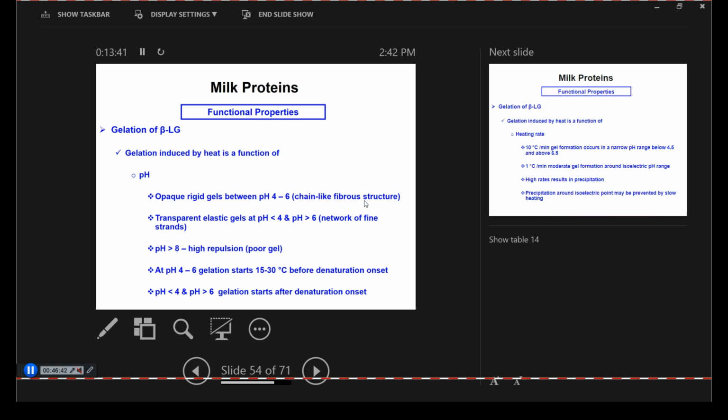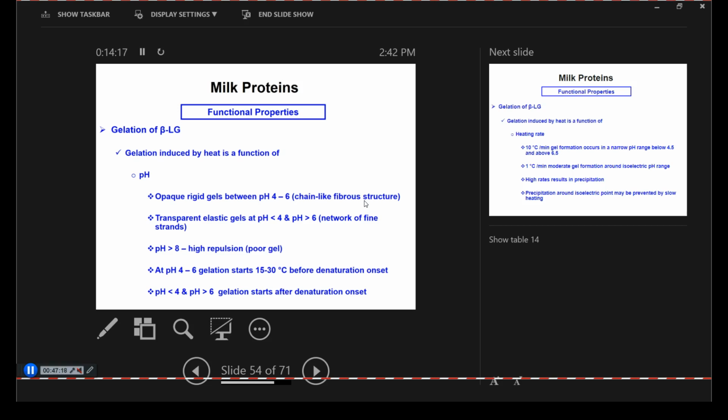So, gelation of beta-lactoglobulin is mainly thermally induced, and it is a function of the pH of the system. So if the pH is close to the isoelectric point, that means between 4 and 6, then you form opaque, rigid gels, whereas gels that are formed away from the isoelectric point can be transparent and elastic. If the pH is too low or too high, we're not going to form any gel due to repulsion.